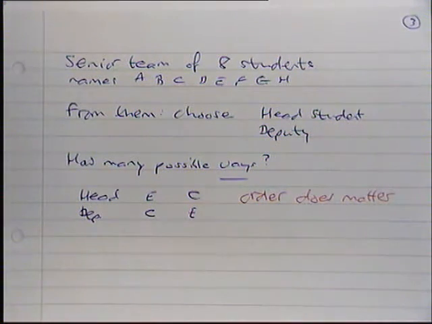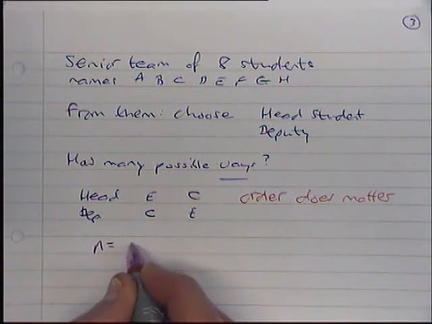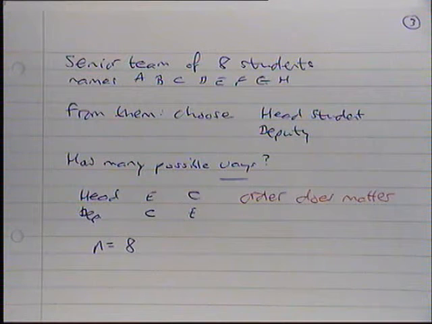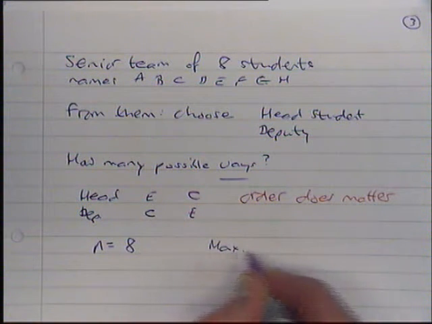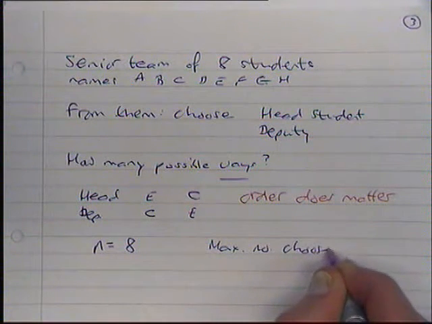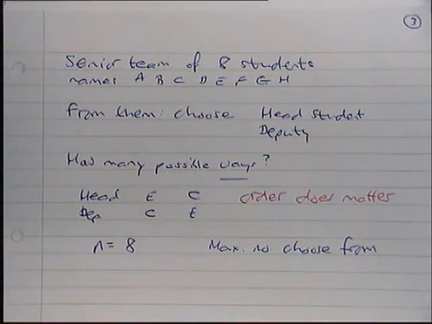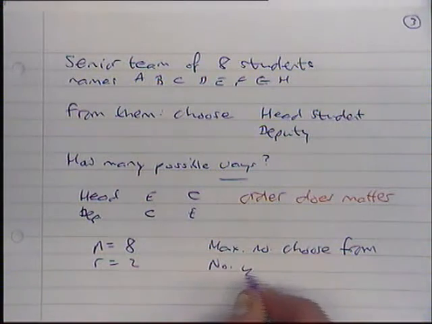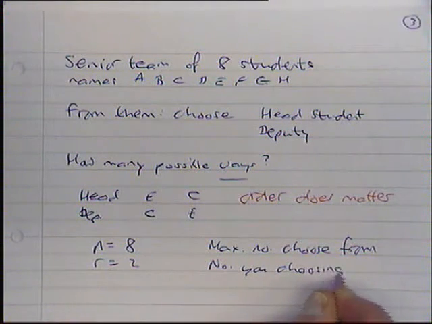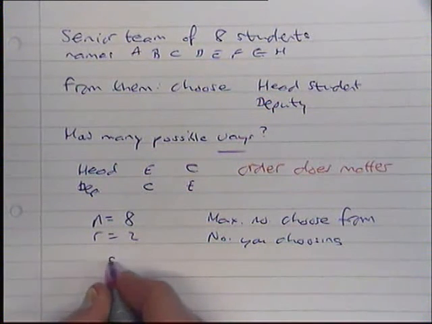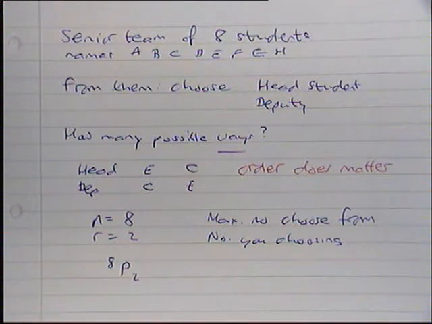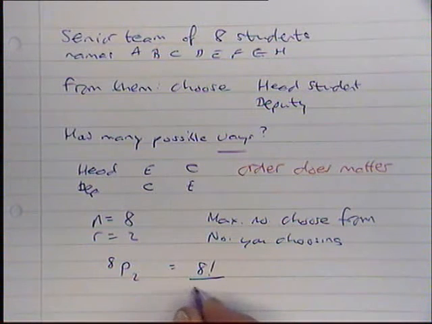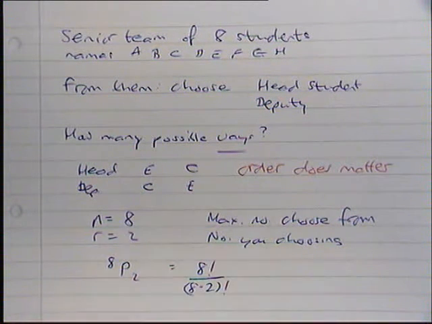Would it just be 8 factorial over 6? It may well be. Okay. So what we have got here then is we are choosing from 8 people. So that's the n. The n is the maximum number choosing from, if you like. Maximum number you can choose from. The how many people you want, that's the r. R is the number you are choosing. And it does fit perfectly this thing that we are doing. It will be 8P2, which is 8 factorial over 8 minus 2 factorial.